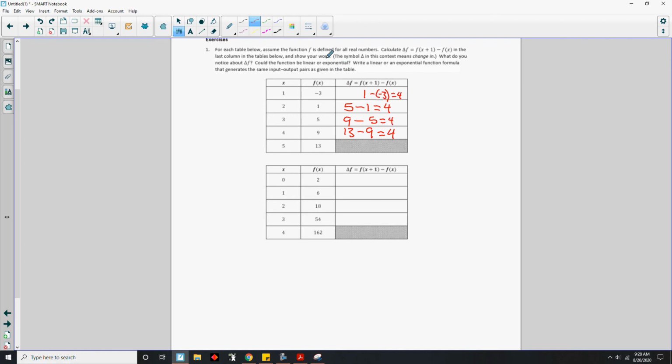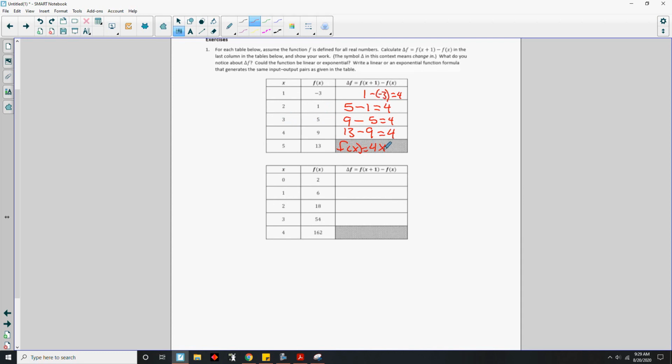And what they're asking us to do is write a linear or exponential function formula that generates the same input-output pairs as given in the table. So now we have a function f of x equals, well, I know my rate of change is 4, so I'm going to put 4x here. And to find my y-intercept now, I'm just going to pick one of these x's, substitute it in, and see what I would have to add to that or subtract from it to get the number we have.